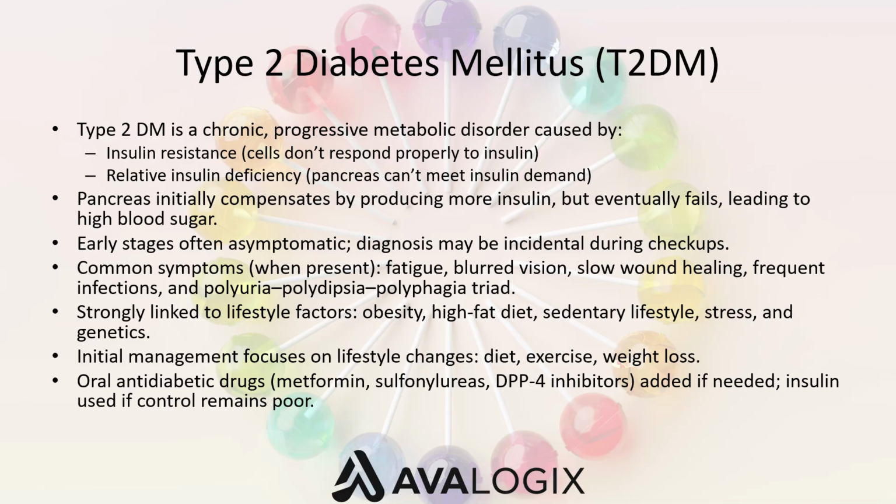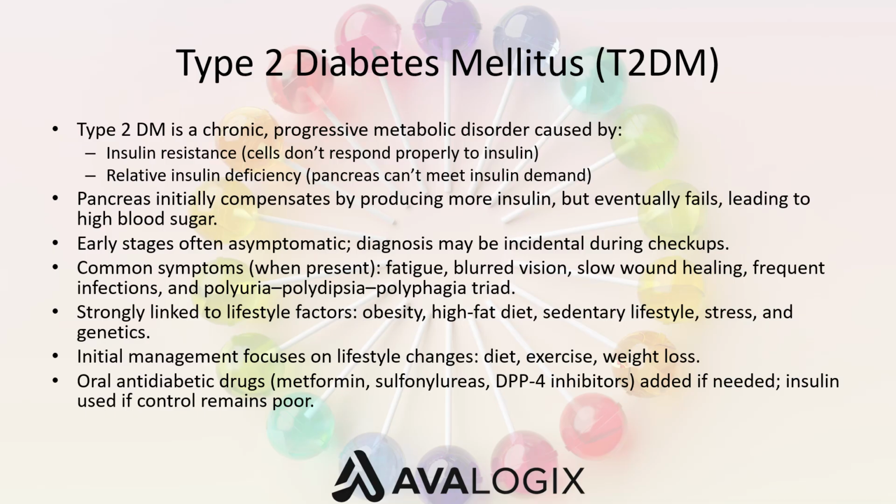Unlike type 1, patients are often asymptomatic in early stages. It may be discovered incidentally during routine checkups. Symptoms, when they appear, include fatigue, blurred vision, slow wound healing, frequent infections, and of course the polyuria, polydipsia, polyphagia triad. T2DM is strongly linked to lifestyle. Obesity, high-fat diet, sedentary behavior, stress, and genetic predisposition are major contributors.